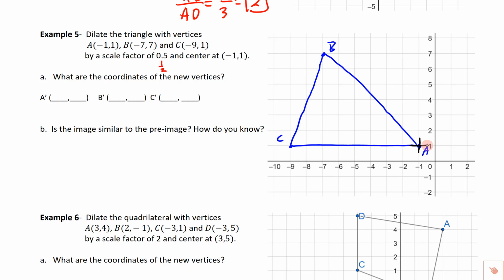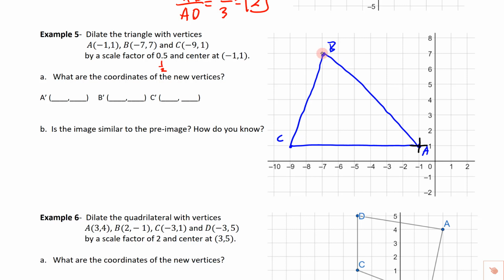Okay, now again, like I mentioned, if a point on the figure happens to be at the center of dilation, we don't have to move that one at all. It just gets to stay there because when we dilate it horizontally and vertically from that point, well, if it's on that point, it doesn't get to go anywhere. So all we have to do is just dilate and change the coordinates of B and C, and we'll be all set. So let's take a look at B.